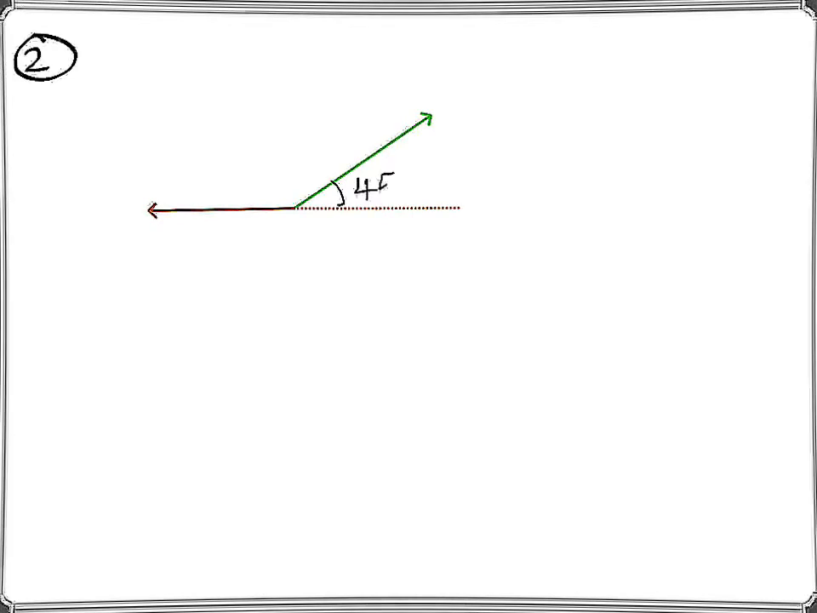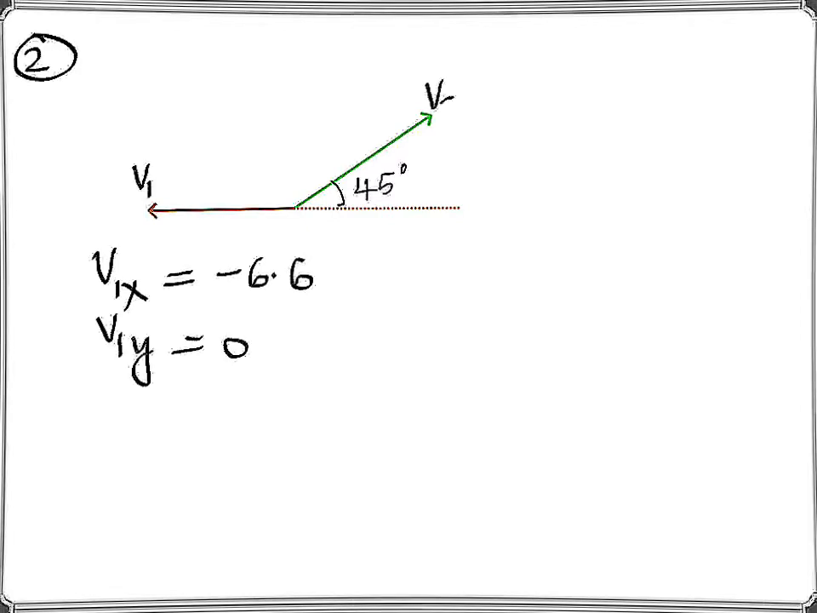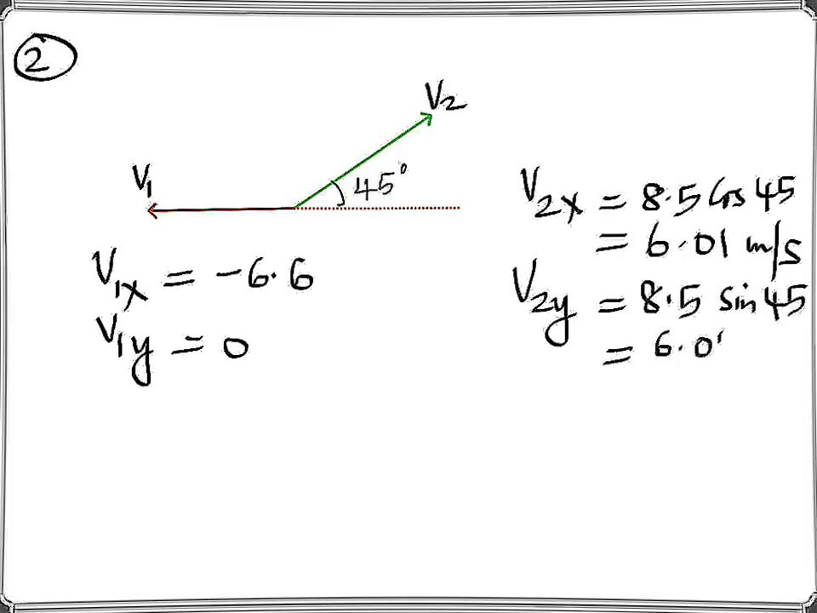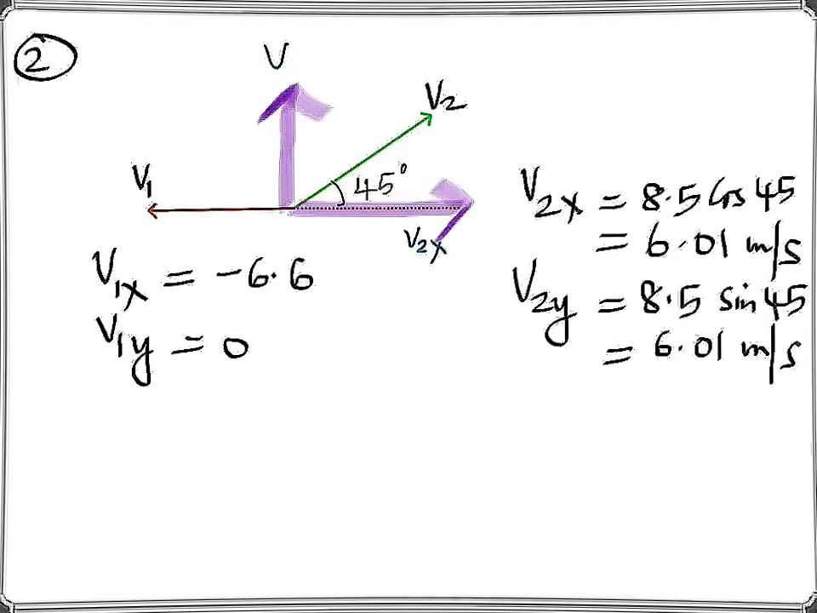In question 2, you resolve the vector into two components. Those are the vectors v1 and v2, and you get v1 x is negative 6.6, v1 y is 0, while v2 x is 8.5 cos 45, and v2 y is 8.5 sin 45, as shown in the diagram.